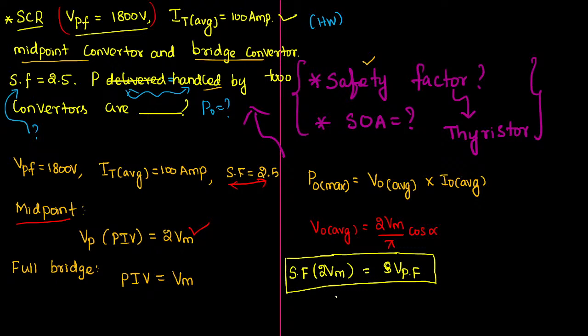Okay, sir. Now, what is given? From this, I can say the value of 2 times of Vm equals forward peak voltage upon safety factor S F. It will be equal to, what is the value of forward peak voltage? 1800. It is already clearly given, divided by what is the value of safety factor? It is 2.5.